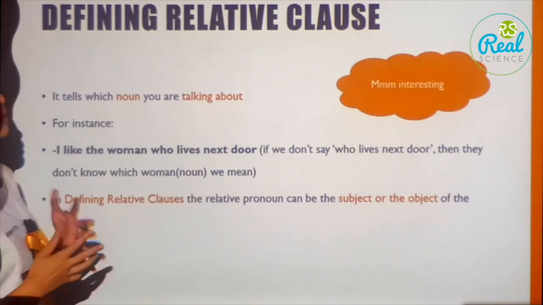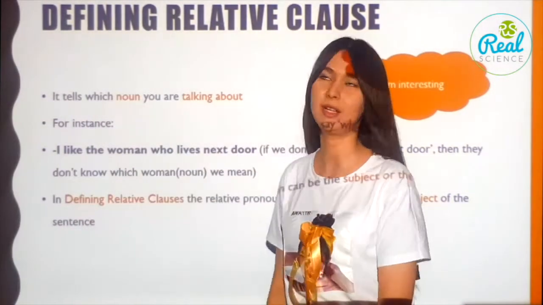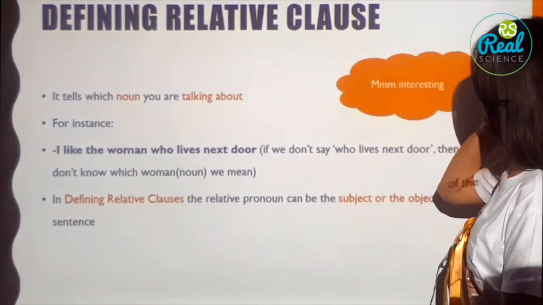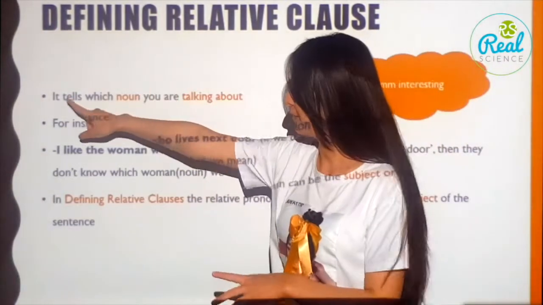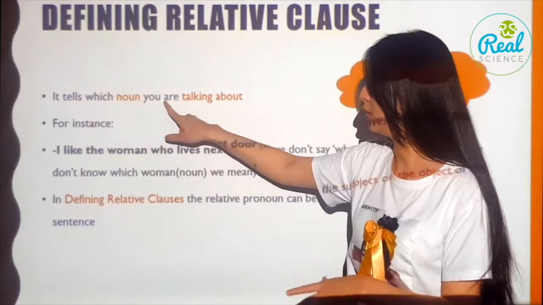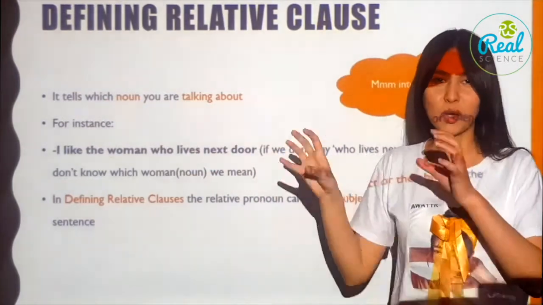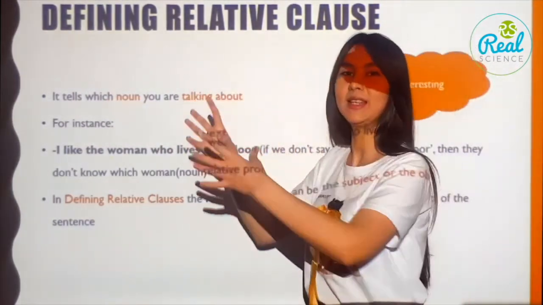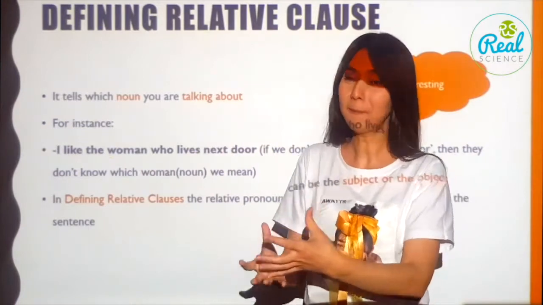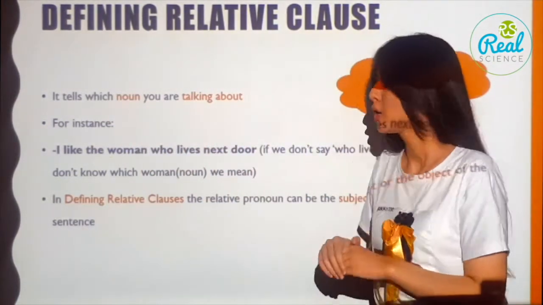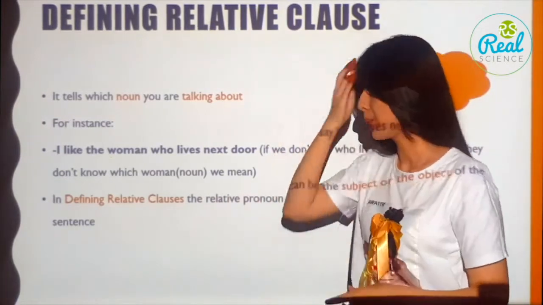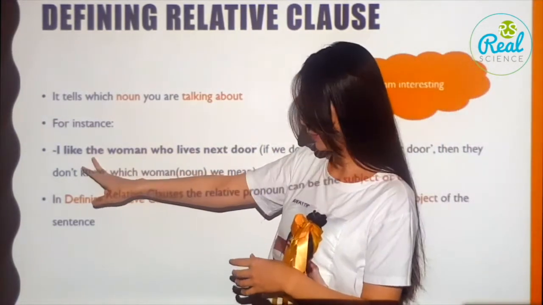Okay, defining relative clause. So what is a defining relative clause? Now let's look at the rules. So what does it tell us? A defining clause tells us which noun we are talking about. So from its name, you can see that it defines a noun, okay? So it tells which noun you are talking about. So it describes a noun. Now look at the examples.